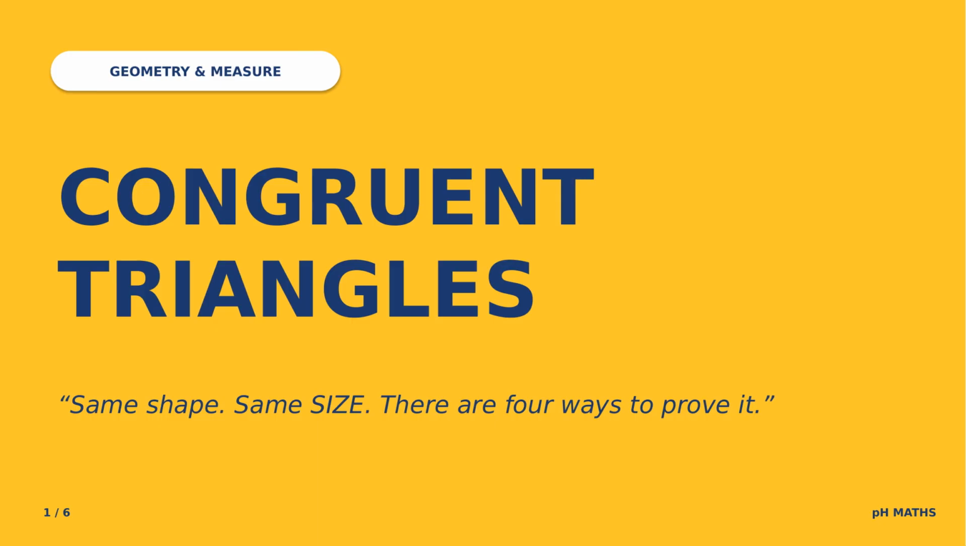Hello and welcome to PH Maths. Today's explainer is congruent triangles. Same shape, same size. Not similar, identical. By the end of this video, you'll know the 4 ways to prove two triangles are congruent and the one case that looks like it should work but doesn't.